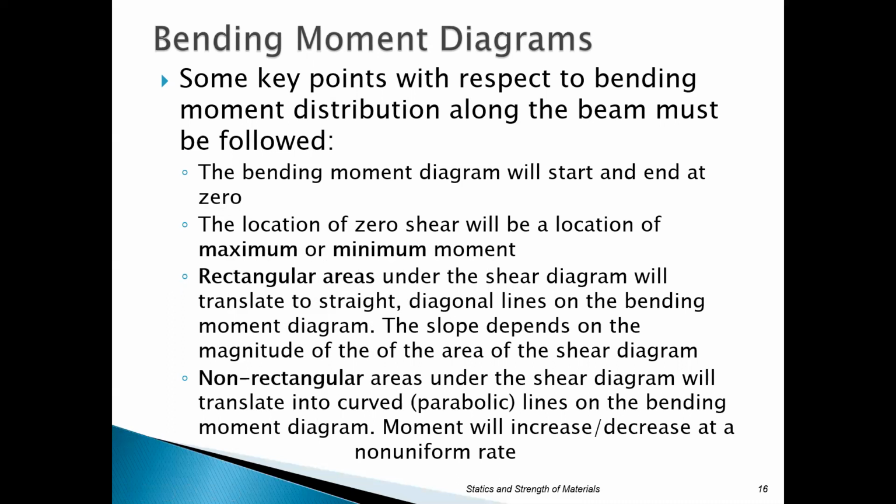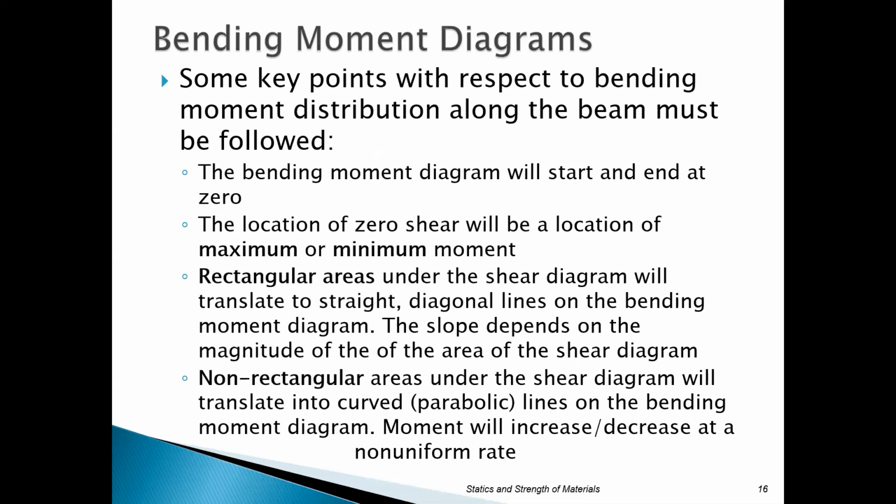So you might have a local max and then a high max, a total max. So rectangular areas, and this will be a little tough, and I'll go through this with you guys on the board on Thursday, but rectangular areas under your shear diagrams translate to straight diagonal lines, okay? So on your shear moment diagram, if you've got a rectangular area, you're getting a straight line up or a straight line down kind of thing.